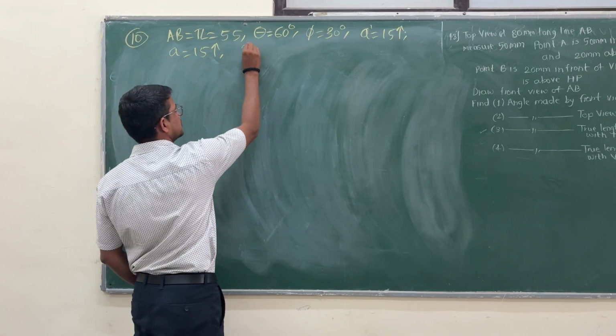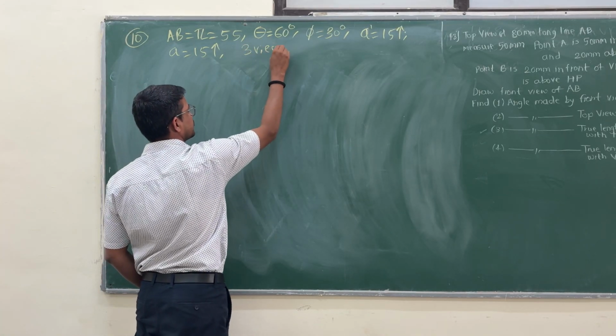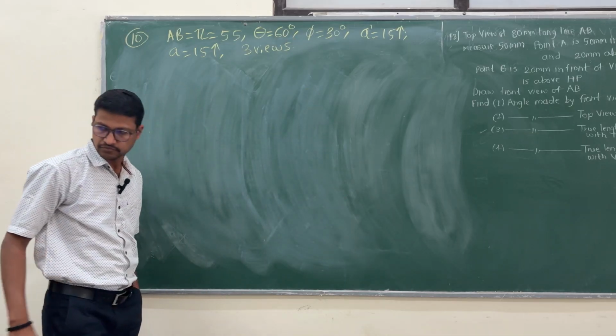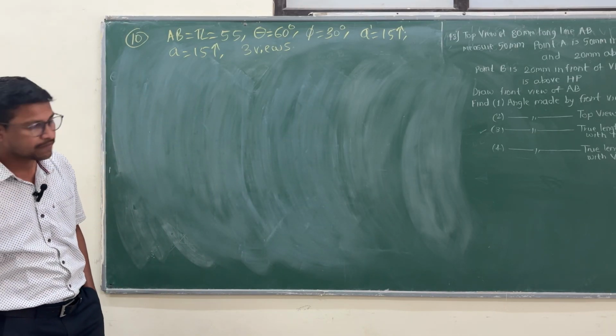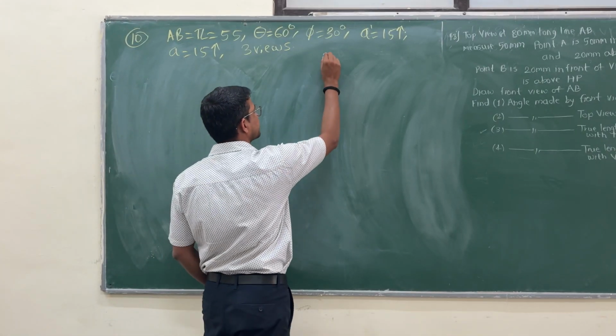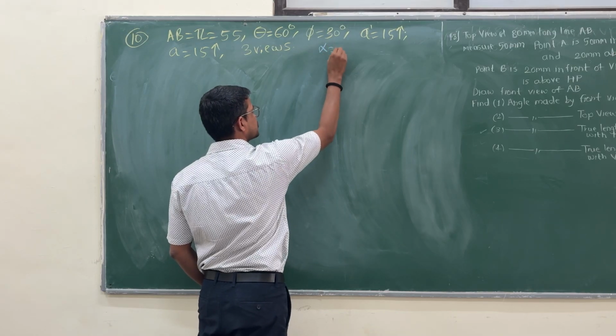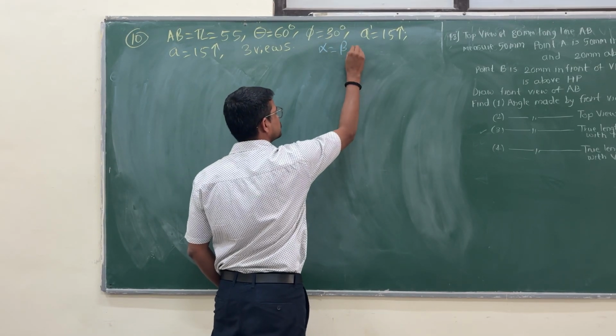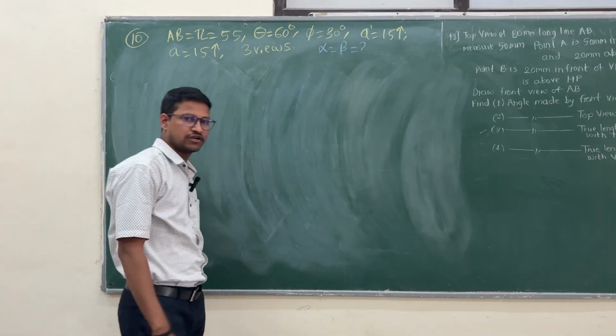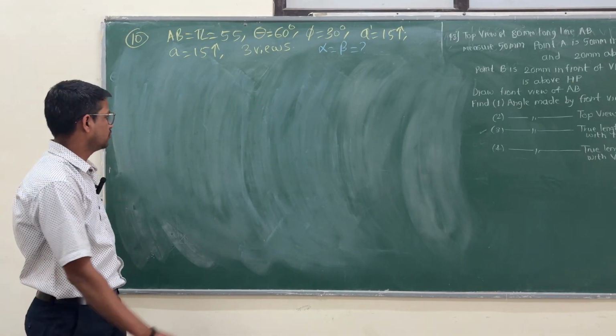Draw its projection in three views. Three views means front view, top view, side view. Now find the angle made by the front view and the angle made by the top view. The front view angle is denoted by alpha and the top view angle is denoted by beta. And what do they want? They want front view and top view.